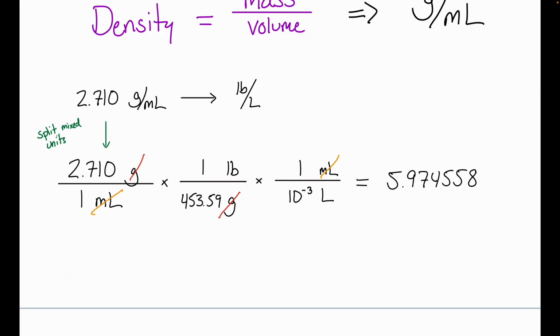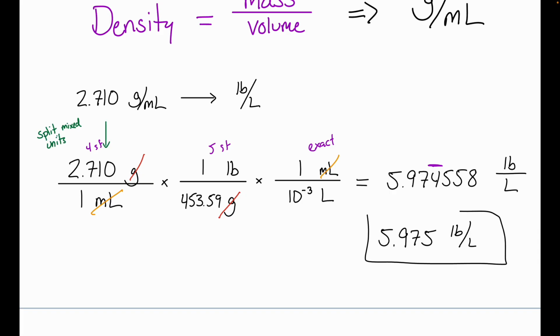All right, we got our units. Again, what we're left with is pounds over liters. Pounds on top, liters on the bottom. And then my last step here is going to be to round to 4 significant figures, right? This one has 4 sig figs. Why do I count that 0? Because of the decimal in that number, right? And then this one has 5. So I'm limited by that initial measurement. This one's exact. So my final answer here, 5.975 pounds per liter. Okay?